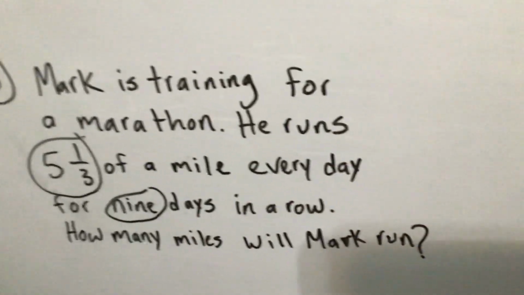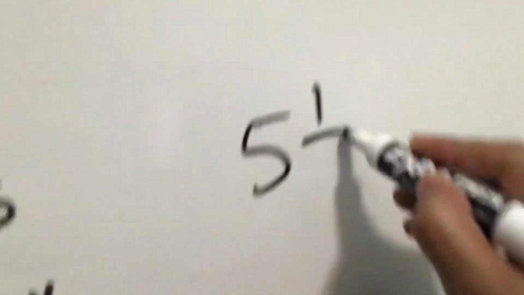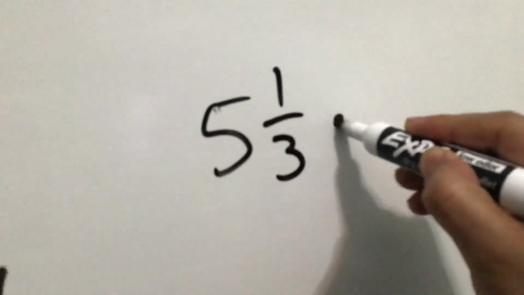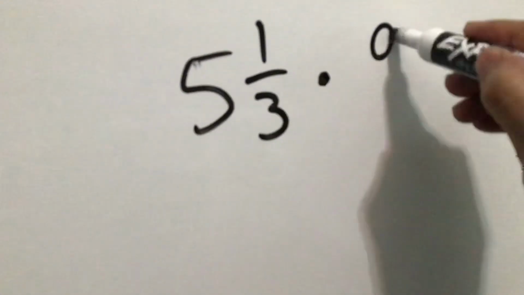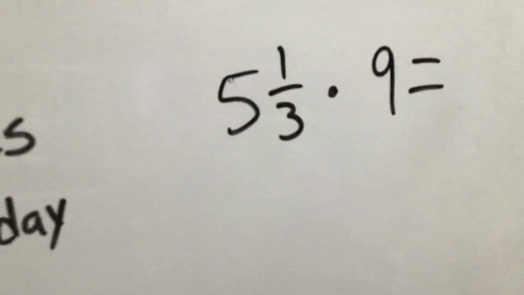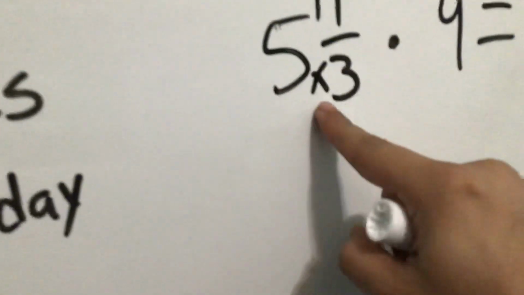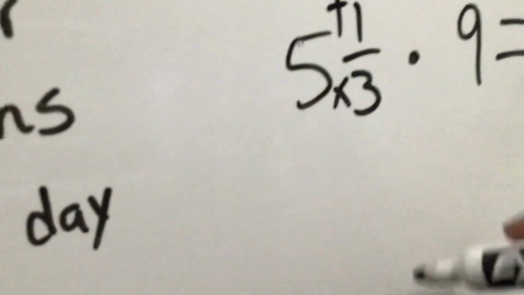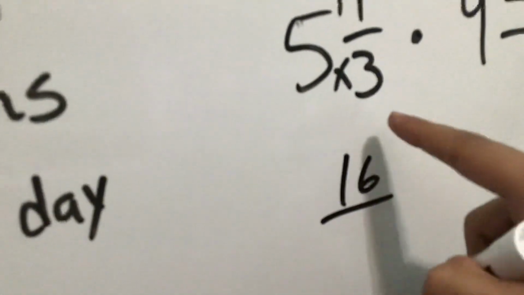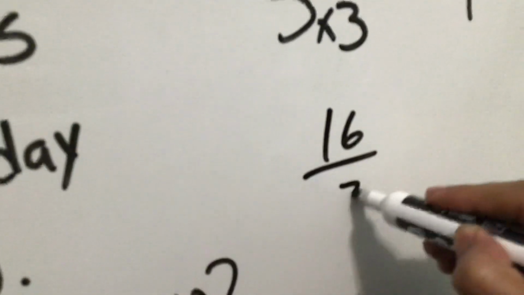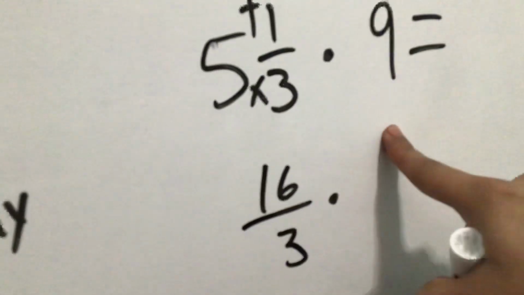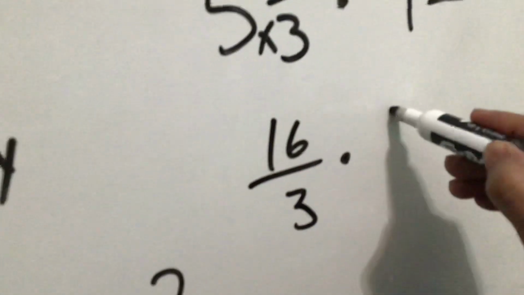So basically we set it up as a problem, which is 5 1/3 times 9 days, and we do the same. We make the mixed number into an improper fraction. So we multiply here and add. 3 times 5 is 15, plus 1, it's 16. Denominator stays the same as a 3. 9 is a whole number. We need it as a fraction. We put it over 1.